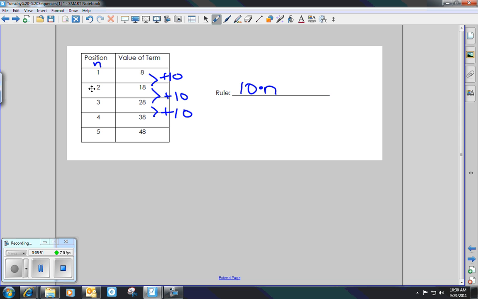Then I'm going to use this with my position number 1. 10 times 1 is 10, and I would have to subtract 2 to get 8. So let's try 10 times n minus 2. Let's do that for number 2 also. Never use just position 1 to create your rule. You also need to check some random other position. Let's try 3. 3 times 10 is 30. 30 minus 2 is 28. Yeah, so 10n minus 2. So my actual rule would be 10n minus 2 for this sequence.